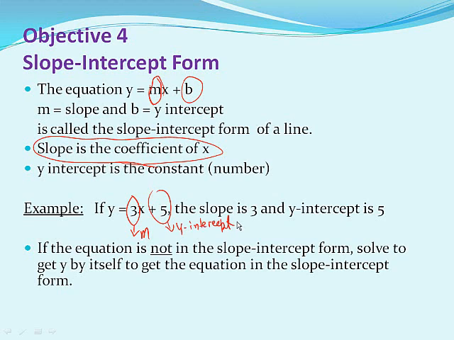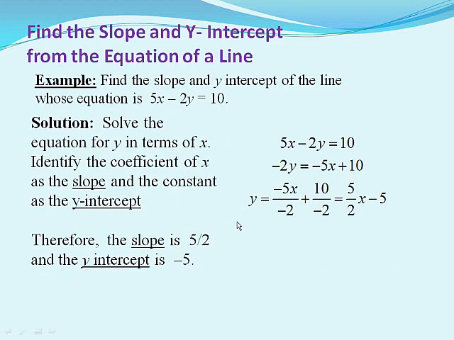If the equation is not in the slope-intercept form, solve to get y by itself to get the equation in the slope-intercept form. Find the slope and y-intercept from the equation of a line. Let's work out this example. Find the slope and y-intercept of the line whose equation is 5x minus 2y equal to 10. So we are going to solve the equation for y in terms of x.